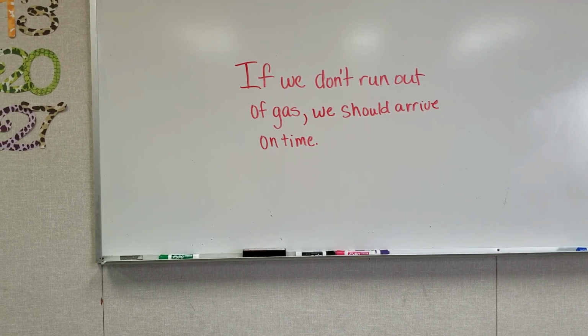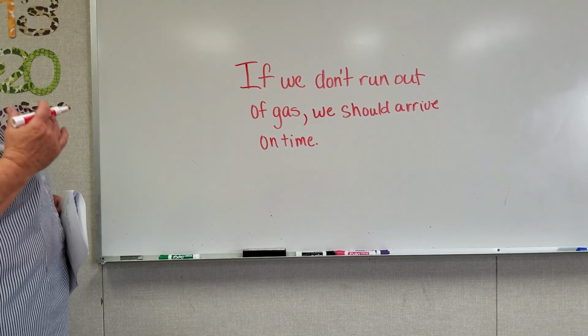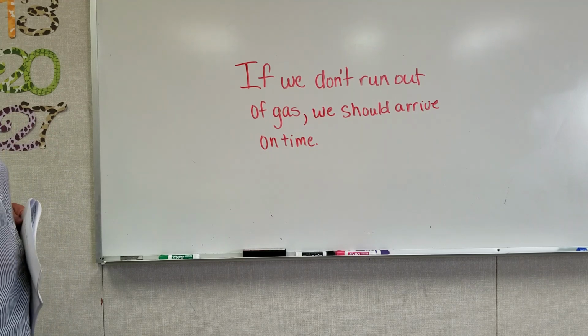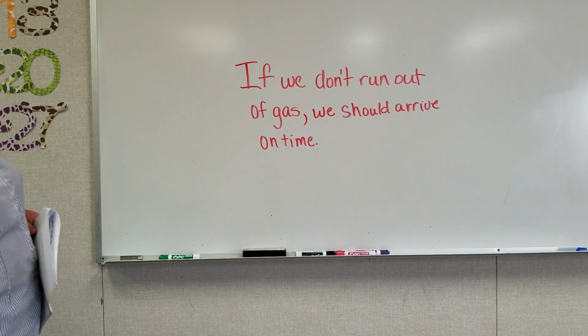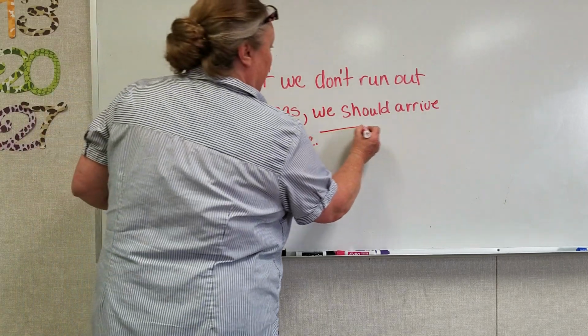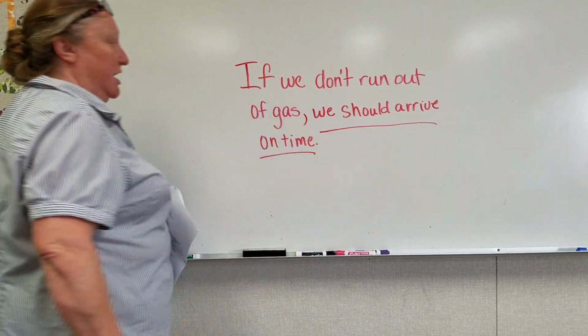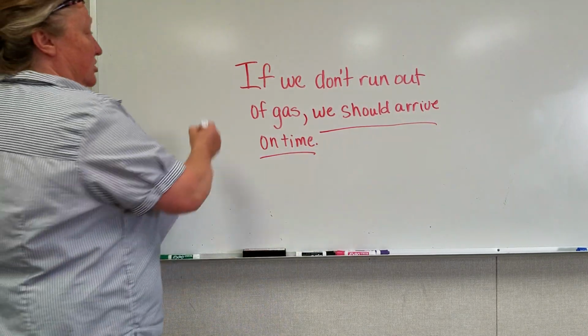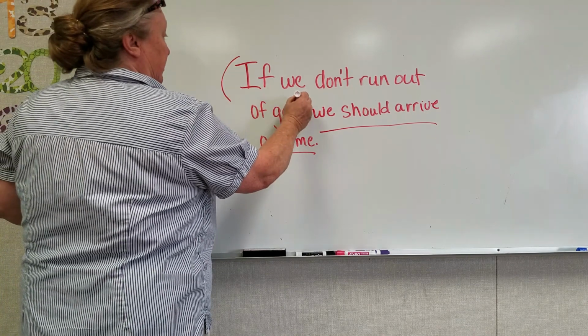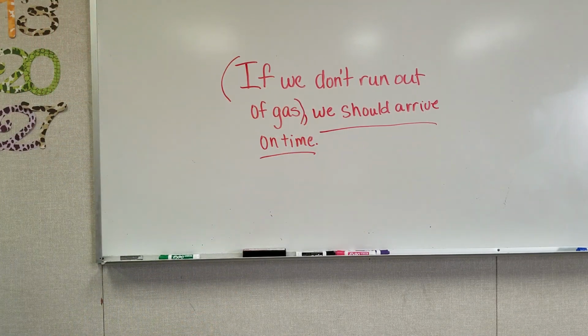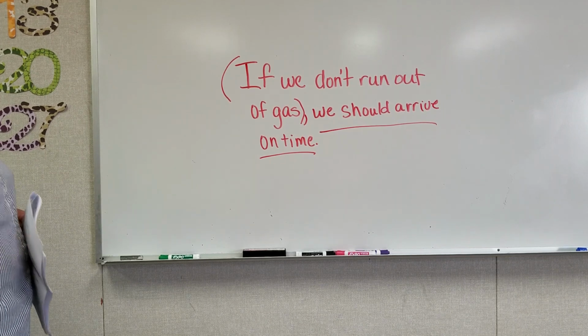One more sentence here where we have to identify what the subordinate clause is acting as. If we read the sentence, if we don't run out of gas, we should arrive on time. The main clause in this sentence is that we should arrive on time. That's what your main clause is saying. So that makes this subordinate clause, if we don't run out of gas. Not glass, gas.